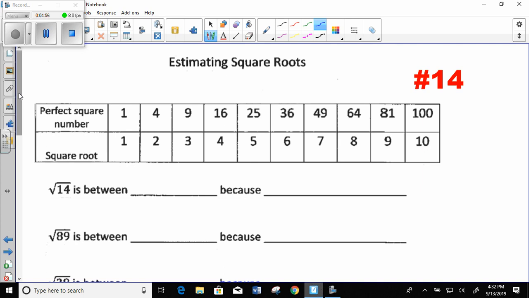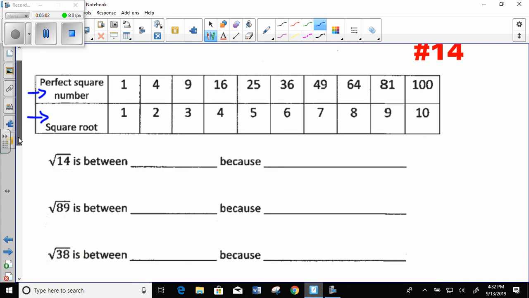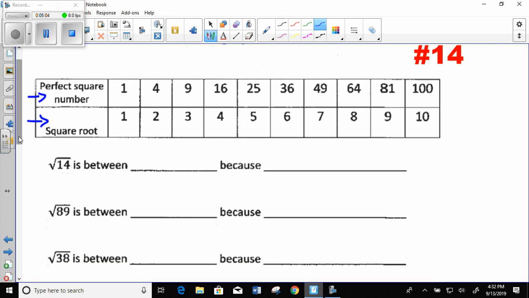These are your perfect square numbers right here. These are your perfect squares. These are all your square roots down here. Okay? Just like in our human number line, we talked about numbers that are not perfect squares. So the square root of 14 is a decimal. So go ahead and use your calculator and figure out what the square root of 14 is. You should have something between the numbers 3 and 4, correct? So it is a decimal.